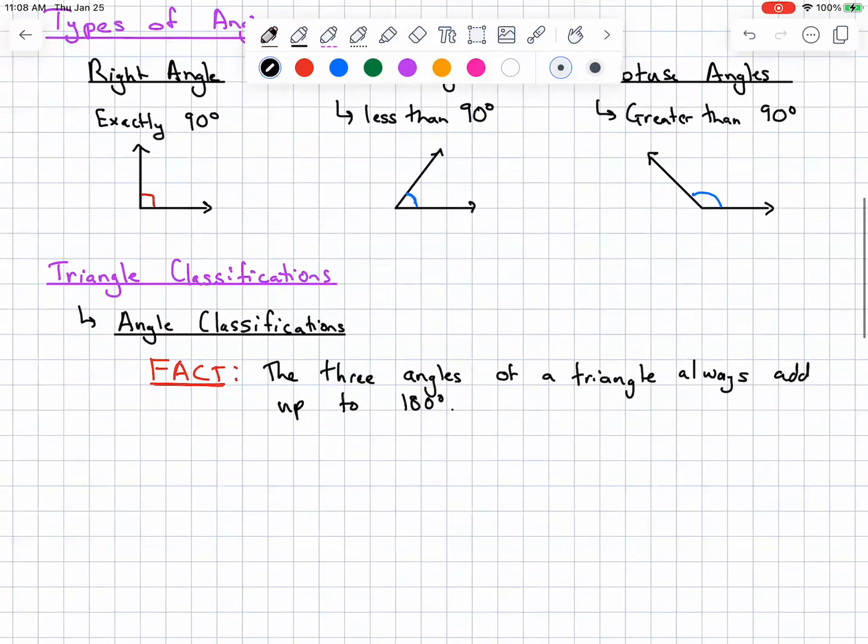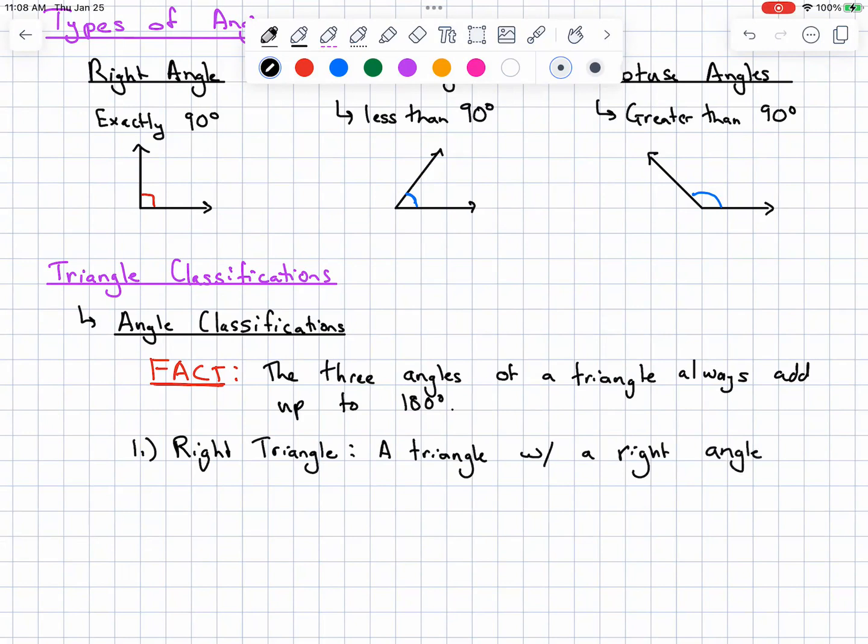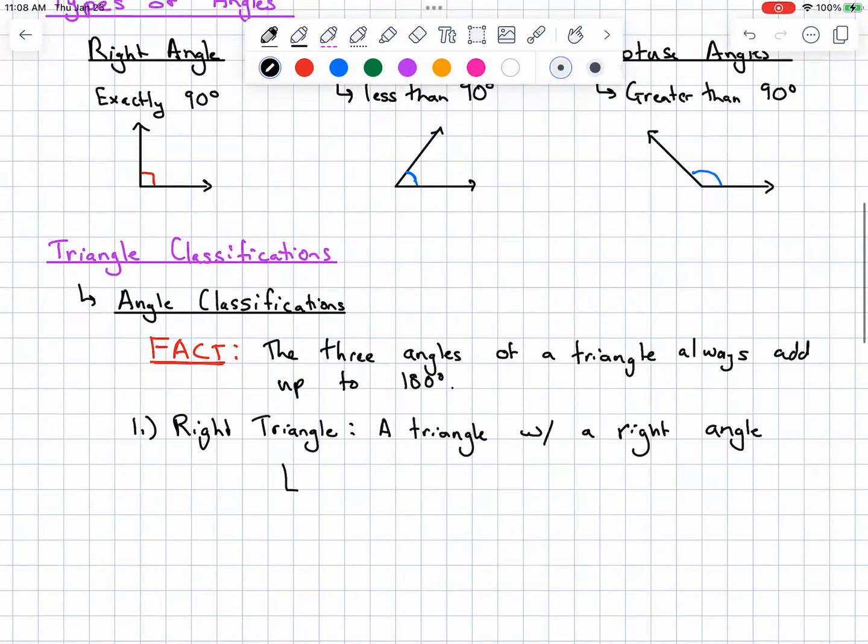So for the angle classifications, there are three of them. There is a right triangle, which is a triangle with a right angle. And so those typically look like this.